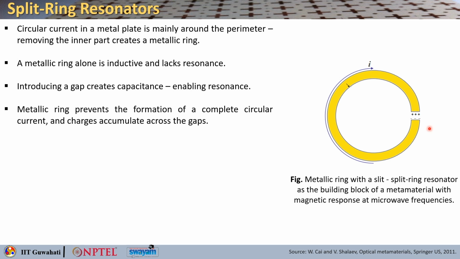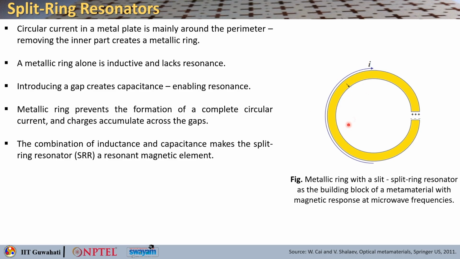As you can see in the figure, a gap in the metallic ring prevents the formation of a complete circular current, and charges will accumulate across the gap. So, you will get a capacitance here. So, the capacitance is effectively introduced. You can also put two rings next to each other, so you can introduce the mutual capacitance between the two. First you need to understand how one element is working. You can see that this inductance and capacitance make the split ring resonator work like a magnetic element.